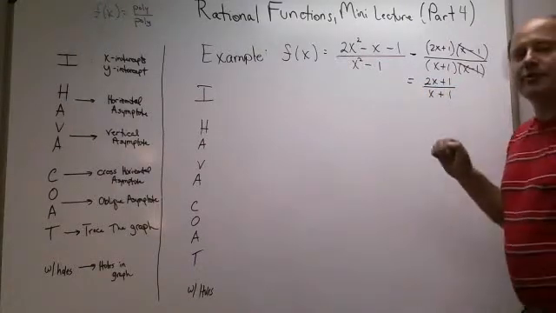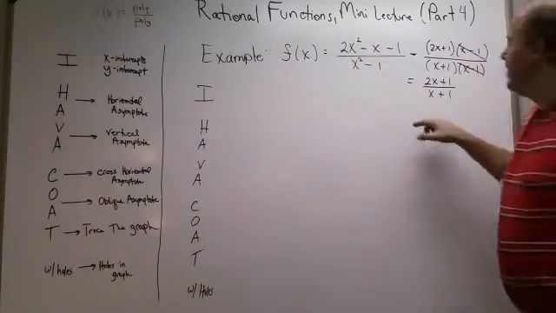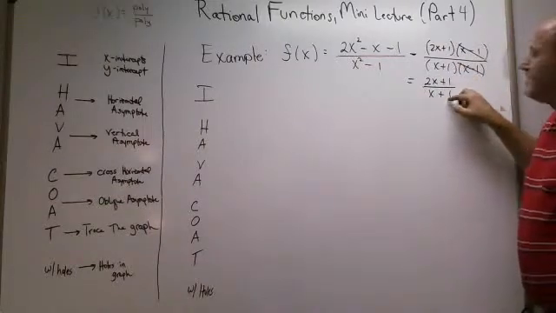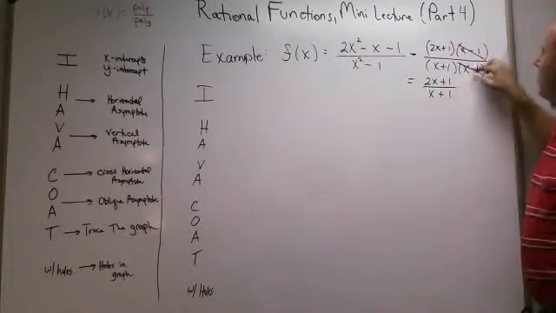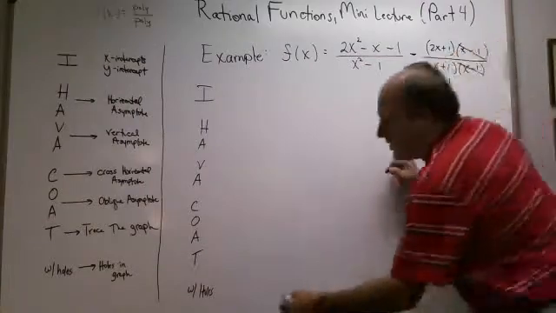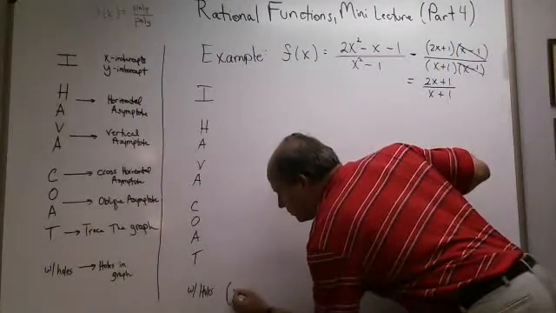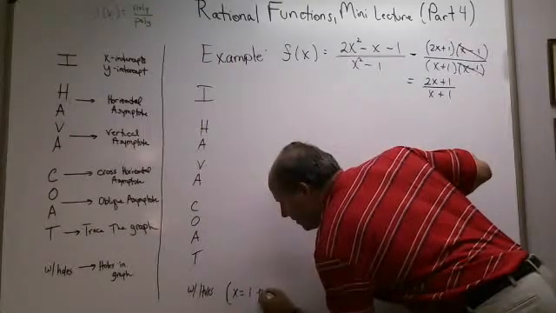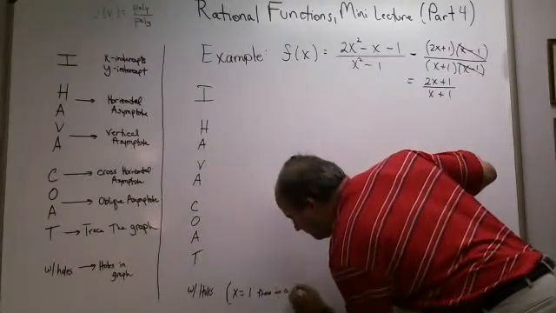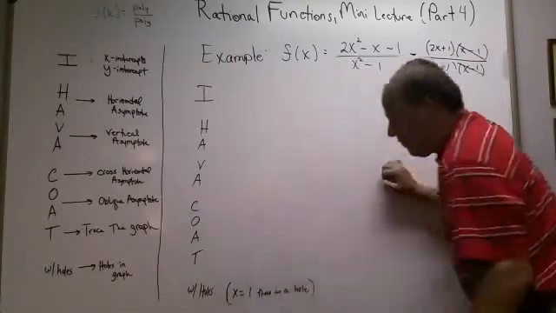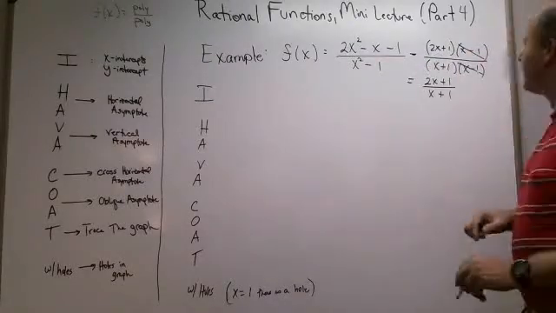That's very similar to the very first problem that I did. It was linear over linear. The only difference is, yes, it's linear over linear now, but there was a hole there at x equals 1. So down here I'm going to remind myself that when I finish this problem, at x equals 1, there's a hole. I'll worry about that last.